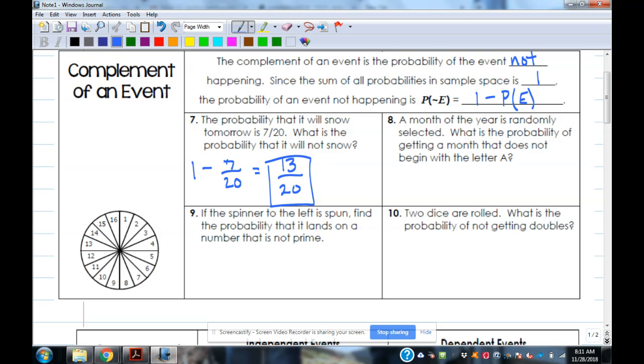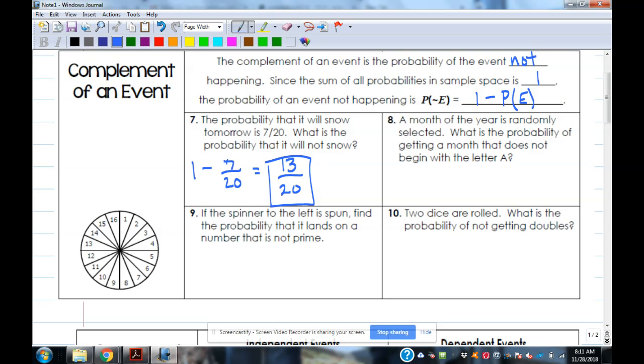Okay. Number 8, right across from there, a month of the year is randomly selected. What is the probability that the month does not begin with the letter A? Okay, so what's the probability of picking a month that does begin with the letter A? 1/6. How do you get that? 2 out of 12. 2 out of 12. That's exactly right.